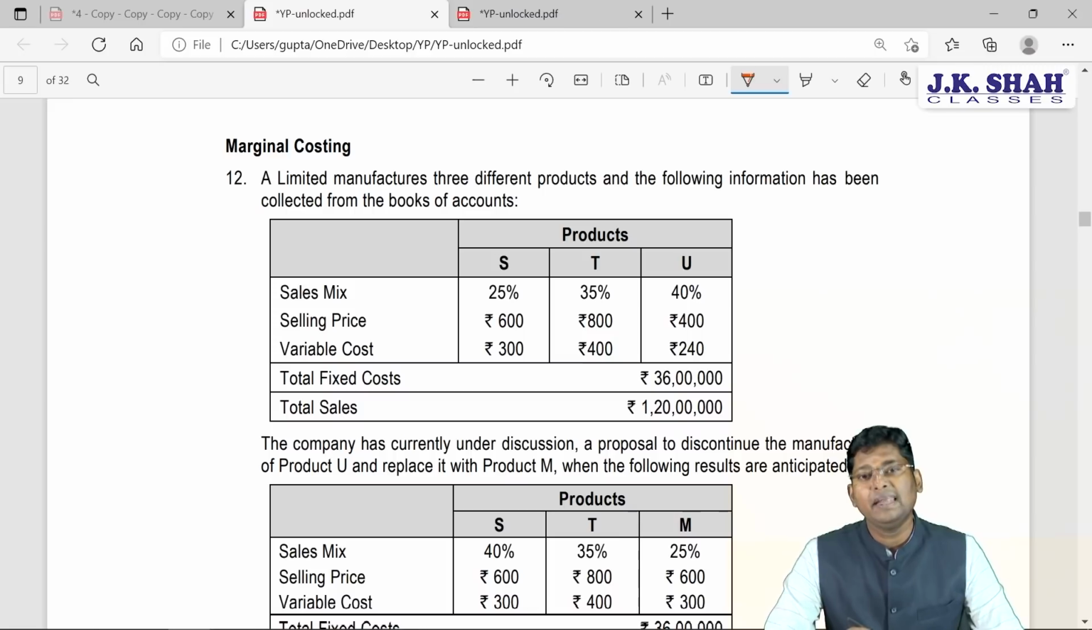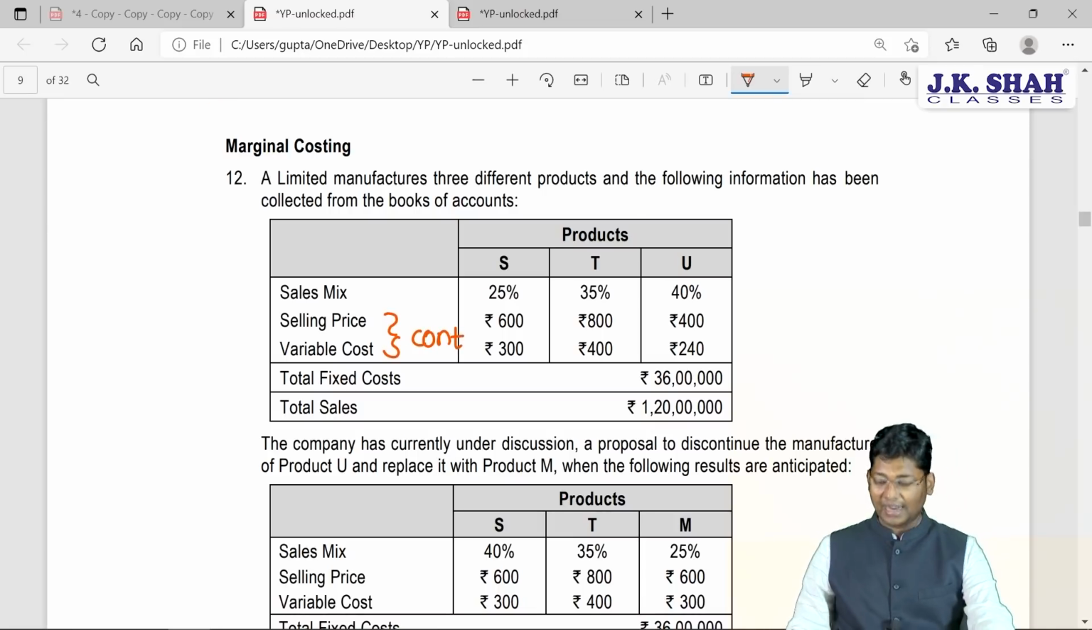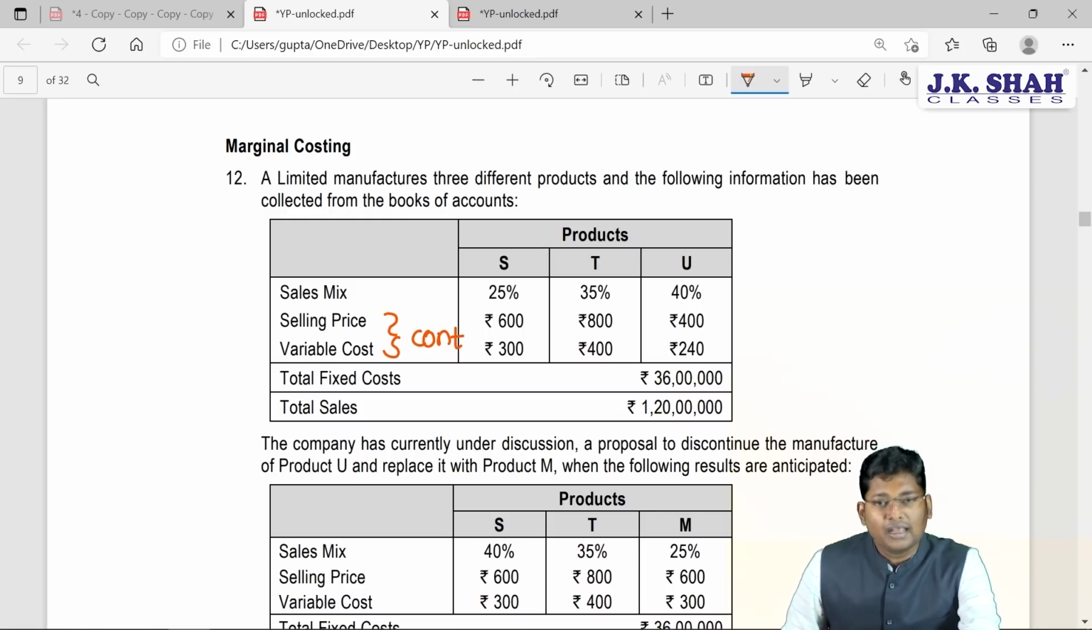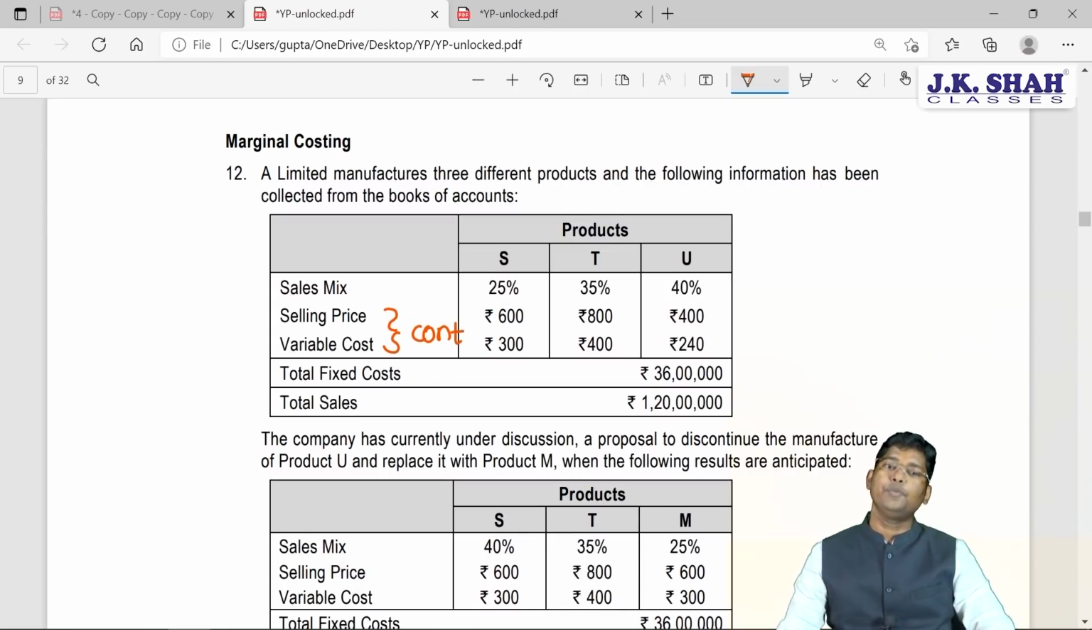Their respective selling prices are given, their variable cost is given. Selling price minus variable cost will give you contribution margin, which can be computed, but that will be available on per unit basis. Total fixed costs are given. Product wise fixed cost is not possible to calculate because fixed cost is the period cost, and total sales is also given. It is 1 crore 20 lakh.